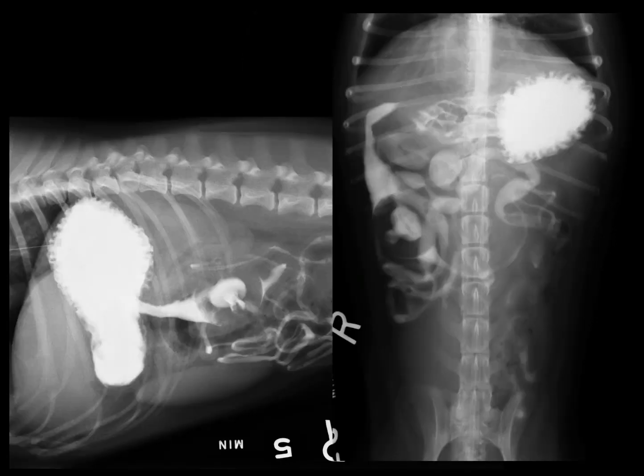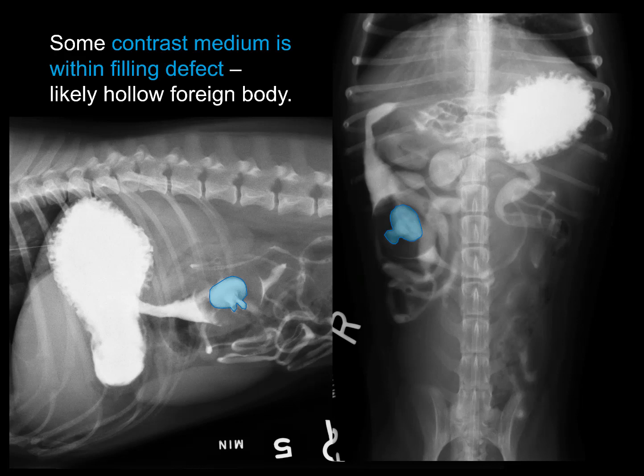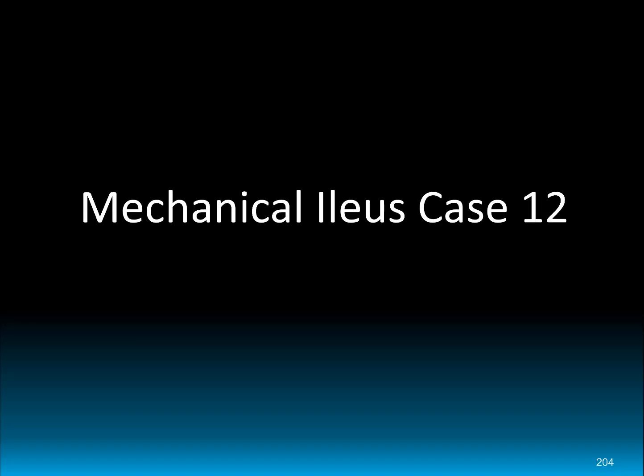Kind of an additional interesting finding is that there is this accumulation of contrast medium within the center of the filling defect. So there's some sort of hollow nature to this, but yet the contrast medium is able to sneak in there as well. So it's some sort of foreign object. It's in the duodenum. It's causing a partial obstruction, again, because it is causing some distension of the duodenum. And this is a patient who needs to go to surgery.